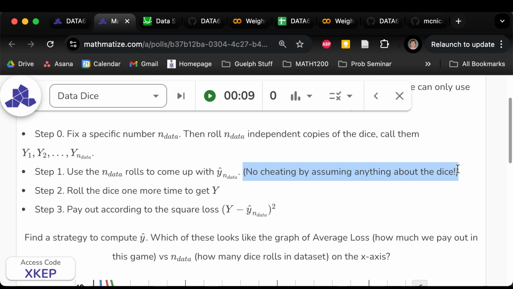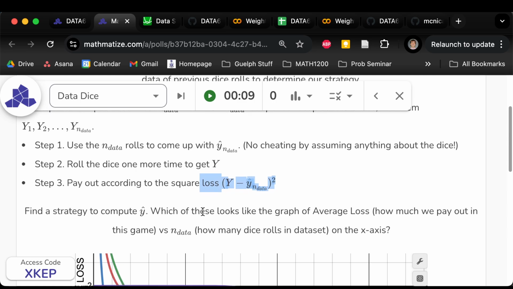So, if you did this game in real life, you could maybe assume that the dice only has at most 6 sides or something. But I really want you to pretend you don't know anything about the dice except for it came out with those numbers. All right, so that's step one. Same as the step one from before, you come up with y hat. Step two, this is the same as before. We're gonna roll the dice one more time. And then you pay me in step three, right? In step three, you pay me the difference between the dice that came out in step two and what happened in your choice in step one. So the difference between the dice roll you haven't seen yet and y hat squared.